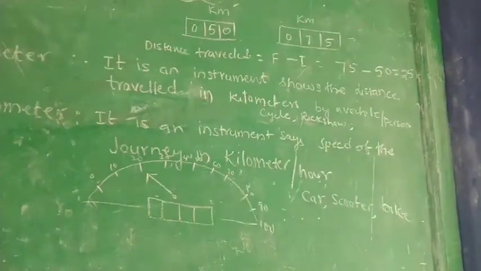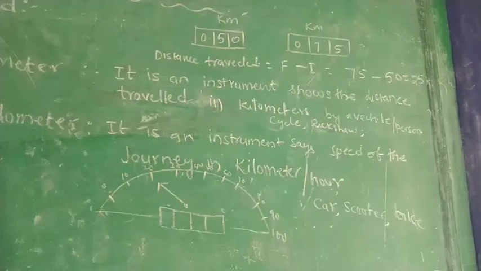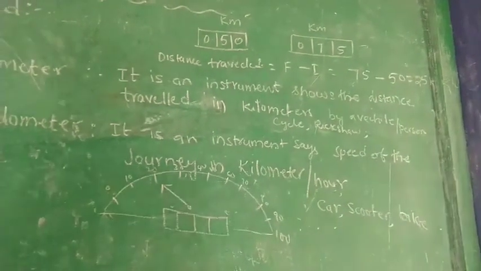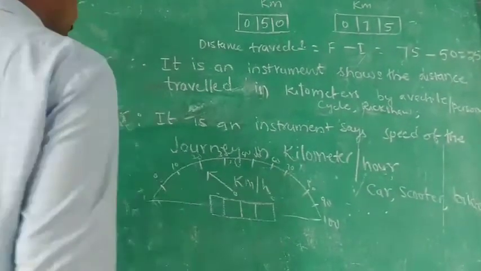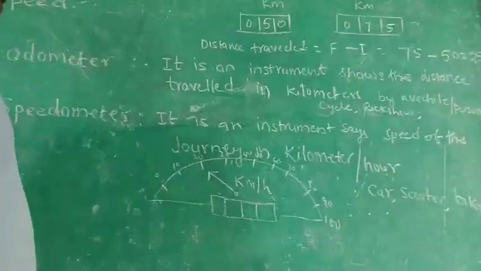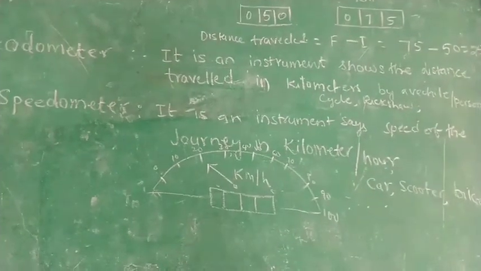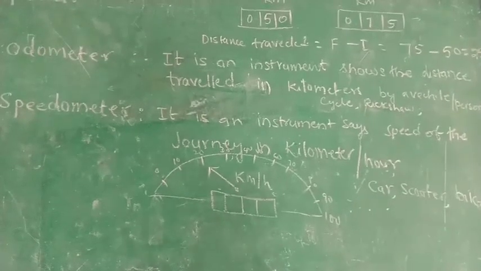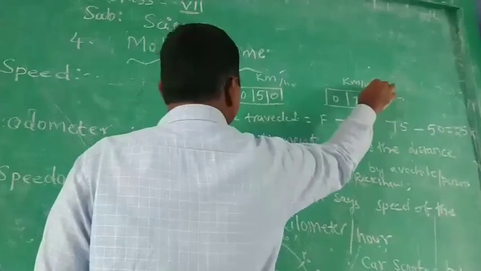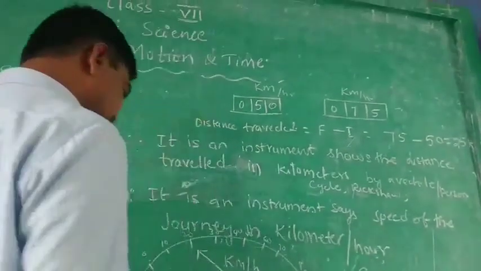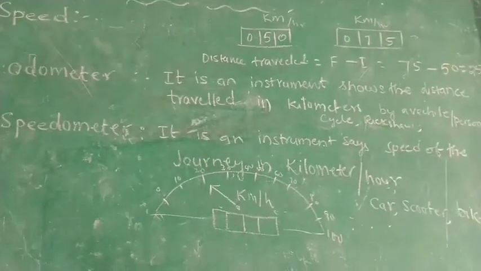Like that he has to find what journey he has taken, how much distance is covered. Here, if it is kilometers per hour, then if you take 25, you will get 25 kilometers per hour. If it is kilometers per hour, you get the kilometers per hour. Yes, this is about the speedometer.